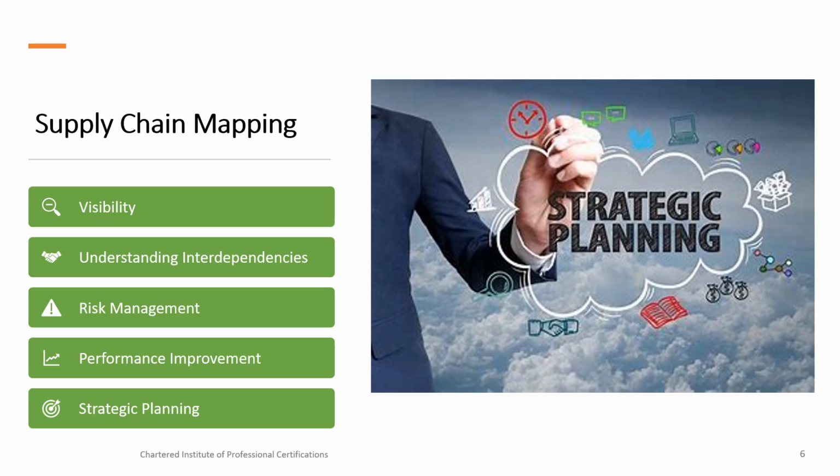So, as you can see, supply chain mapping is a critical step in supply chain optimization. It provides the visibility and understanding needed to manage risks, improve performance, and align the supply chain with business strategy.